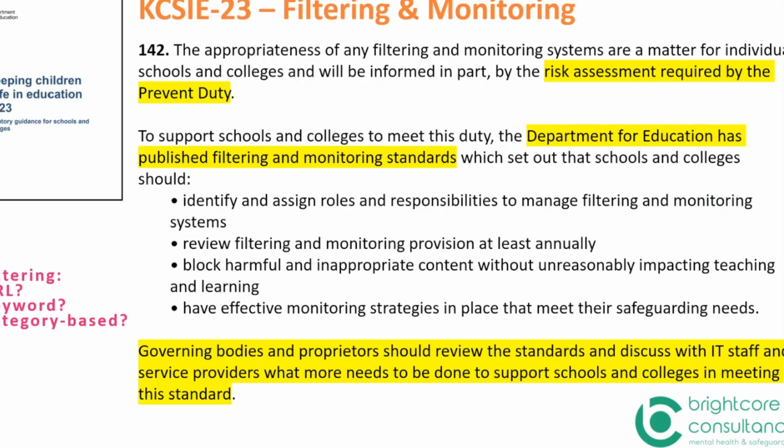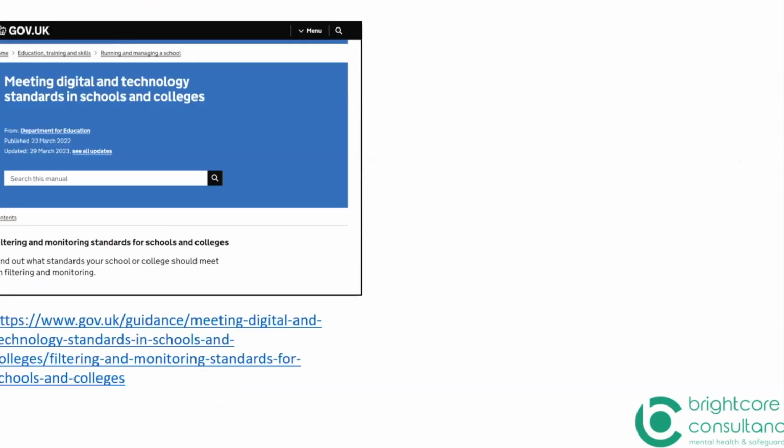Could you all say right now, does your filtering system filter URLs? Does it filter keywords? Is it category based? The monitoring systems, are they keystroke monitoring? How's the reporting coming through to you? Is it active? Is it passive? There are so many different ways that this can work, that you as a DSL need to be up to date on that and get updates from your IT team if you're not clear as to where we are with it.